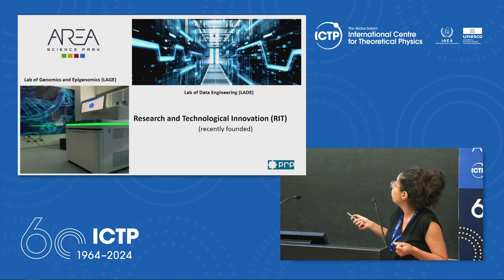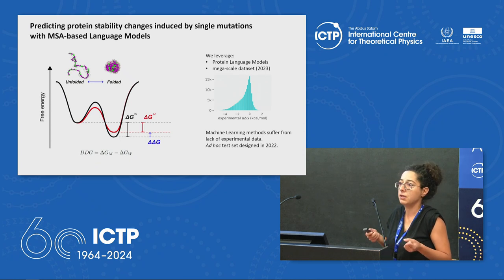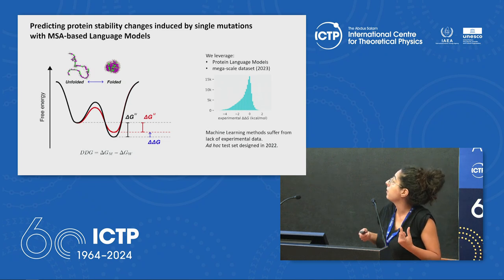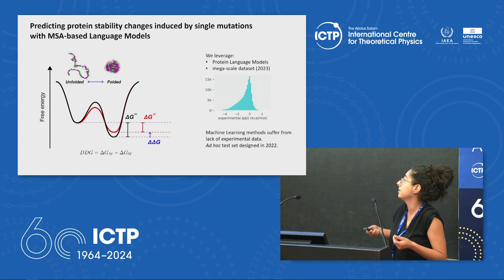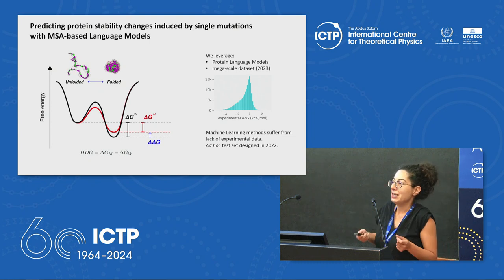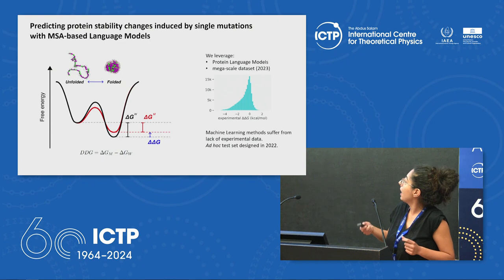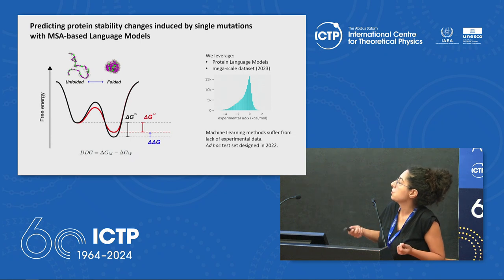So the question that we ask is, can we predict the change in thermodynamic stability that occurs due to a single mutation in a protein? So just a single amino acid mutation. In free energy terms, this is the variation in free energy between the unfolded and folded states of a protein that can occur due to a mutation. So a mutation can be stabilizing, destabilizing, or neutral.